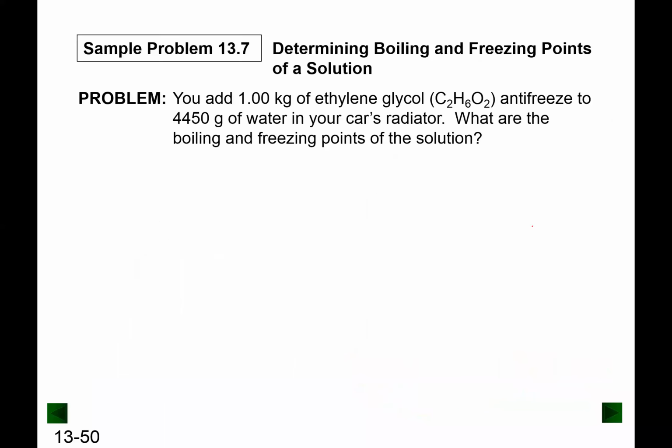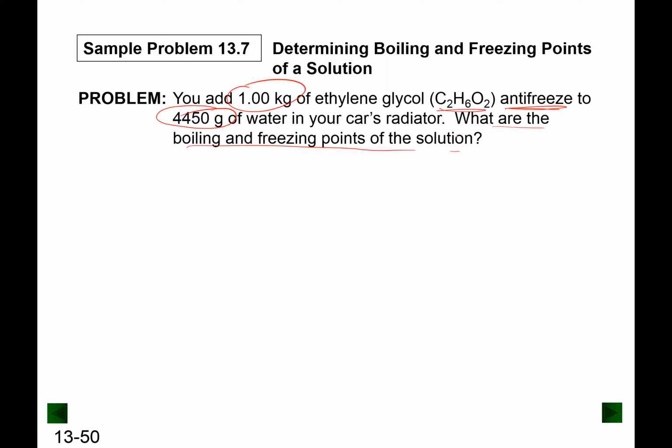which we will do here. So in this problem from the text, you have 1 kilogram of ethylene glycol, which is basically the antifreeze component of antifreeze. And so this is something that particularly comes in handy on a day like today. And we're adding this 1 kilogram of ethylene glycol to basically 4,450 grams of water in our car's radiator, right? This would be 4.45 kilograms of water. And then we're asked, what are the boiling and freezing points of the solution?